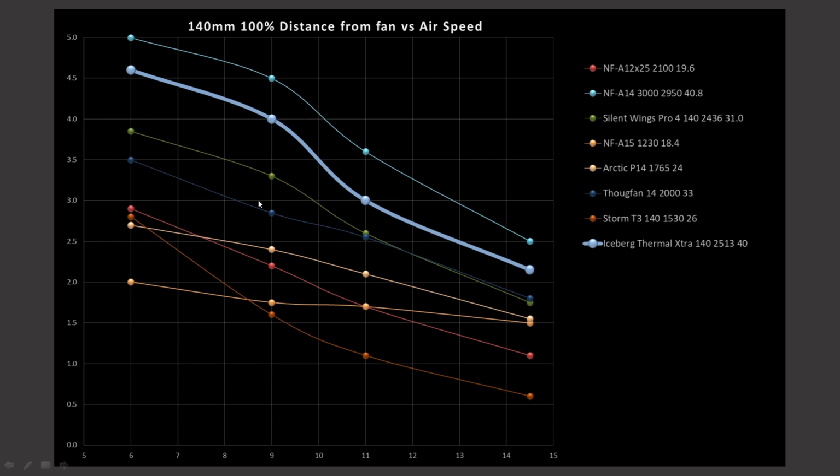And this blue line here is the Tough Fan 14. It's got a noise level of 33 decibels. And if you're looking at a bigger case, it's also not a bad result.